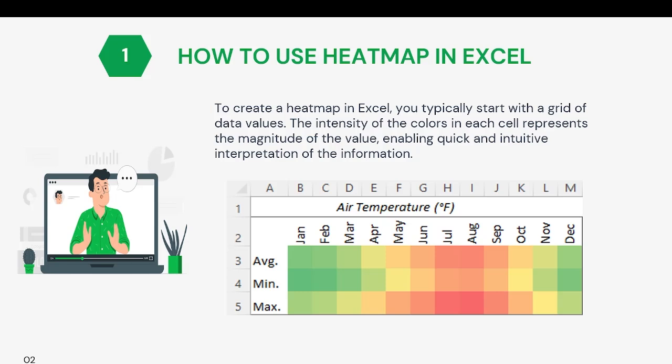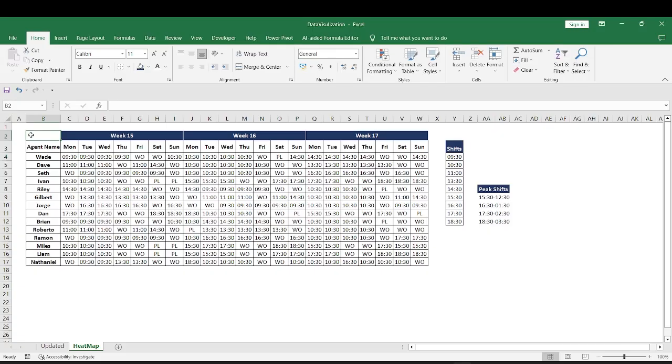Let's move on to our Excel file to understand this better. This is my Excel file with the agent data of a call center, where we have the agent names here, the week numbers, and these are the shifts of the agents. This is just for 3 weeks data that I'm showing here and only for these few agents. But when you look at this data, we don't understand anything from these values. We can just see that these are the shift timings with few weekly offs and planned leaves data here.